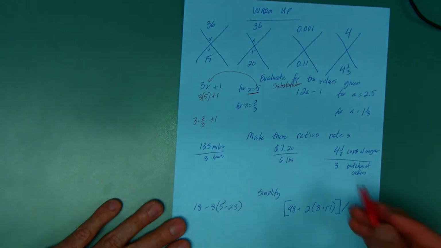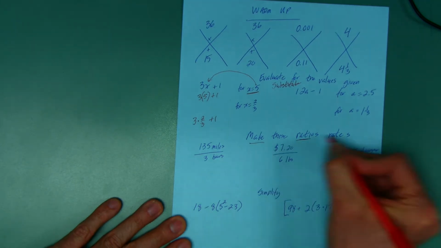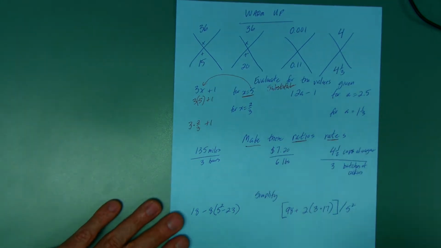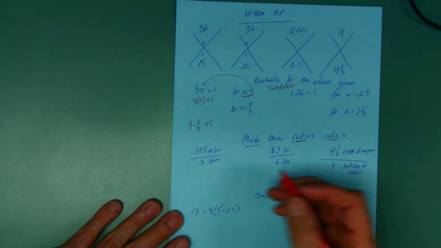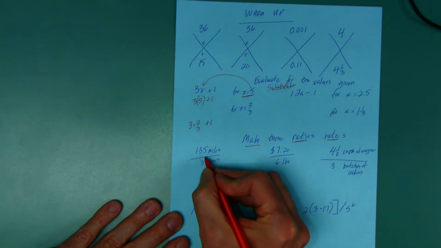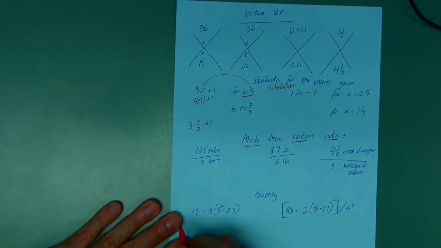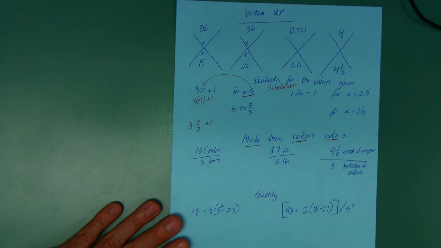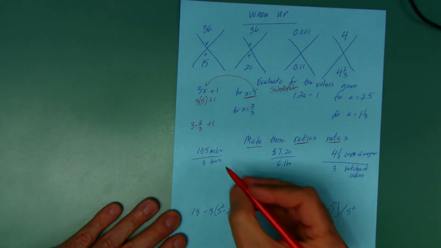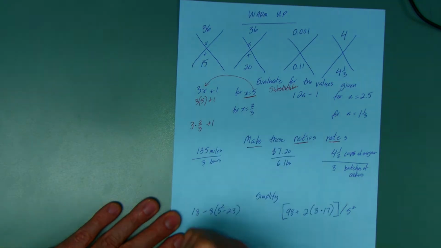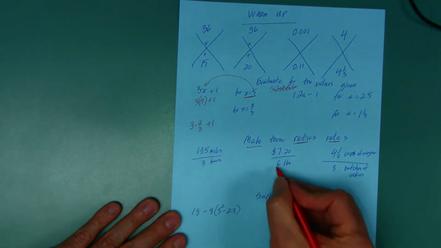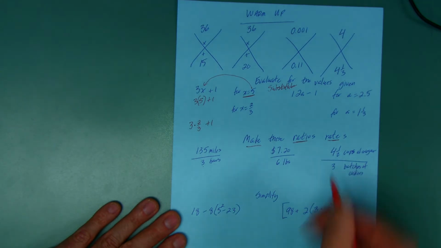When it says to make these ratios rates, remember what you're going to do. A rate is just like a ratio, but the bottom number or second number is 1. So for 135 miles for 3 hours, that's a ratio. If I want to find out how many miles per hour, that's 1 hour, then I have a rate. To do that, you're always going to divide the denominator into the numerator, the second number into the first number. So I'm going to go 3 into 135, 6 into $7.20, 3 into 4.5 cups.